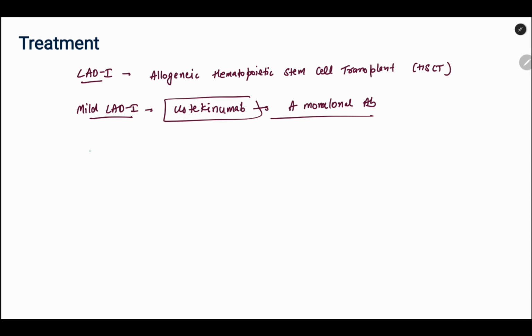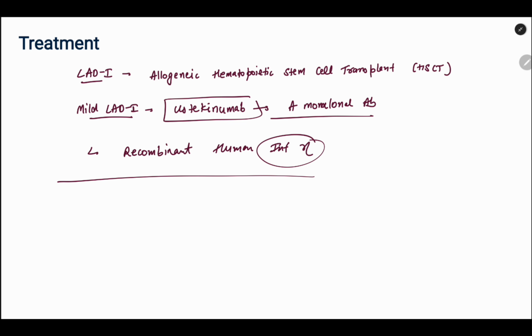Other therapies which we can use are recombinant human interferon gamma. A trial of fucose supplementation is also recommended for the treatment of LAD 2. And recombinant factor 7A administration is quite effective in treating the severity of the bleeding. So this was all about the treatment part and also about leukocyte adhesion defect.